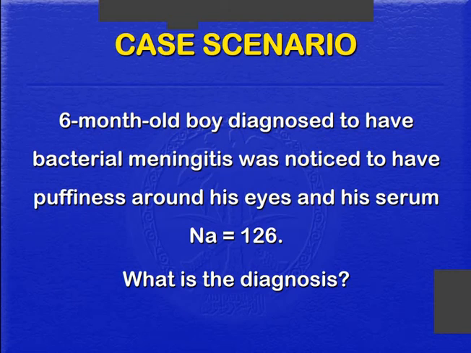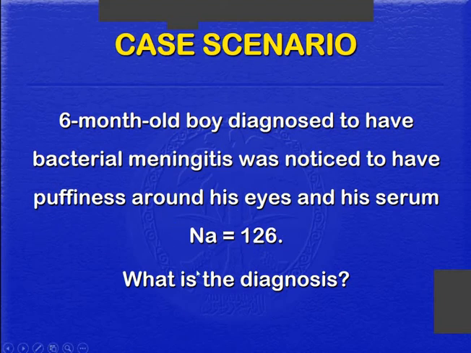Hyponatremic, secondary to the meningeal infection that he had. Is there any correlation between bacterial meningitis and hyponatremia? Yes, it can cause the syndrome of inappropriate ADH. Very good. So this is a complication of meningitis that might lead to syndrome of inappropriate ADH.